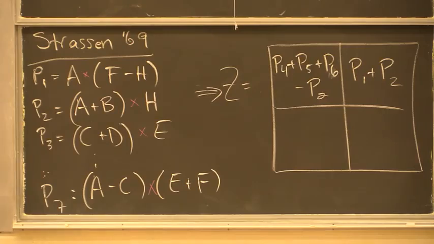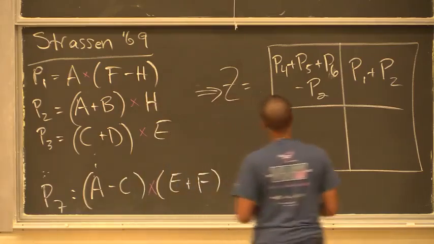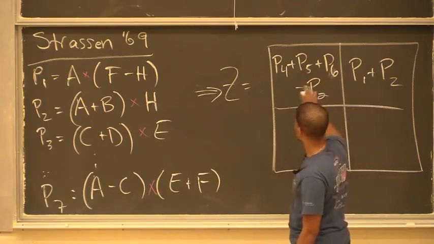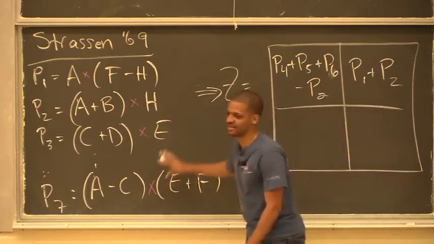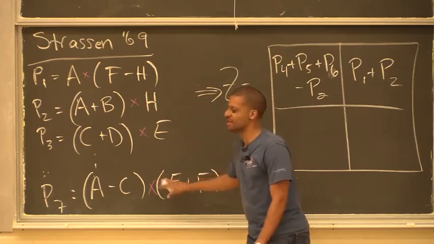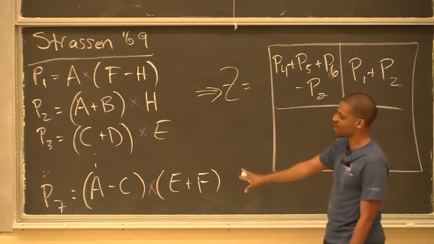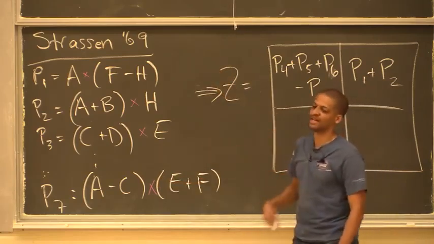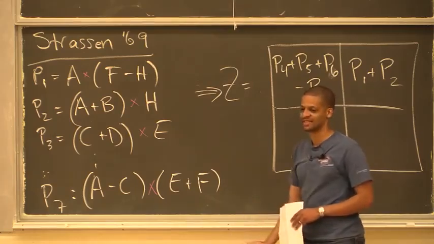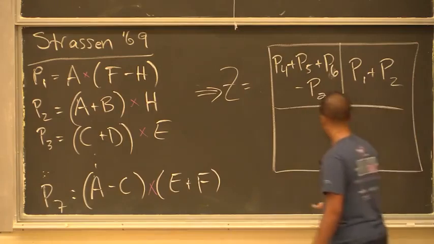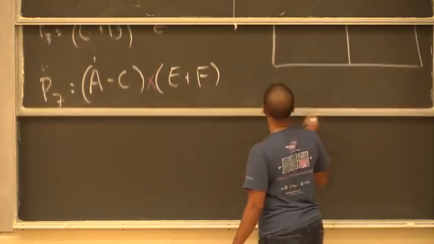And later, people doing algebraic geometry managed to prove that there is no way to do this kind of setup with less than 7 multiplications to be able to combine them to get Z. Basically 7 is possible. That's what Strassen showed. And later it was shown that you can't do less than 7. Okay? But at the end of the day, you get a recurrence that looks as follows.